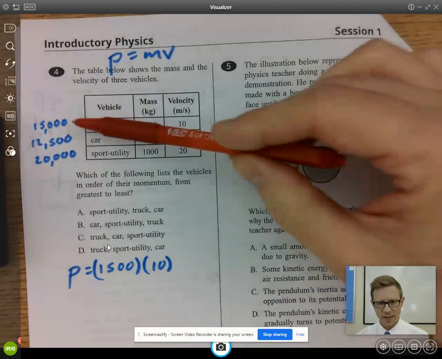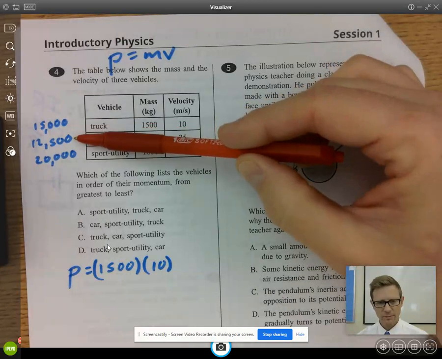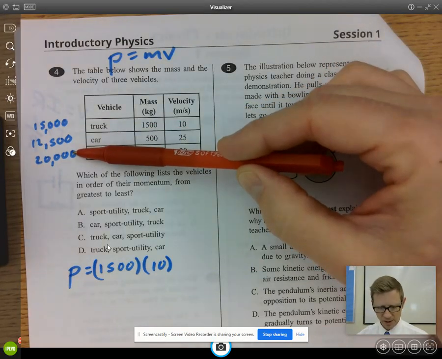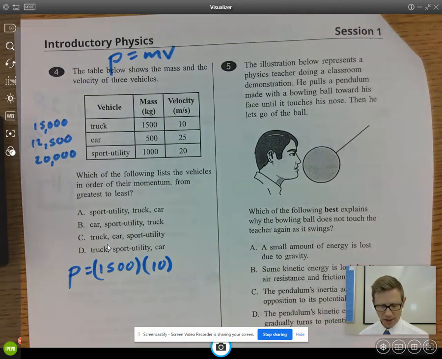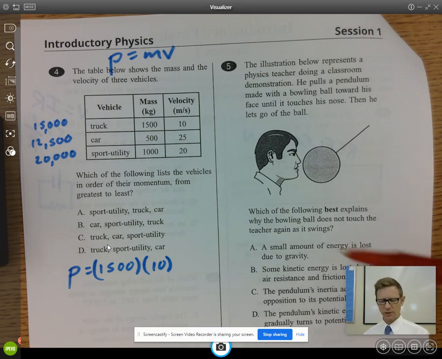I got 15,000, 12,500, 20,000. Here's an example of how I got the 15,000. I just plugged into the equation. And so the most is the sport utility, the next most is the truck, and the next most is the car. So the answer is A. It says from greatest to least. So the most is the sport utility.